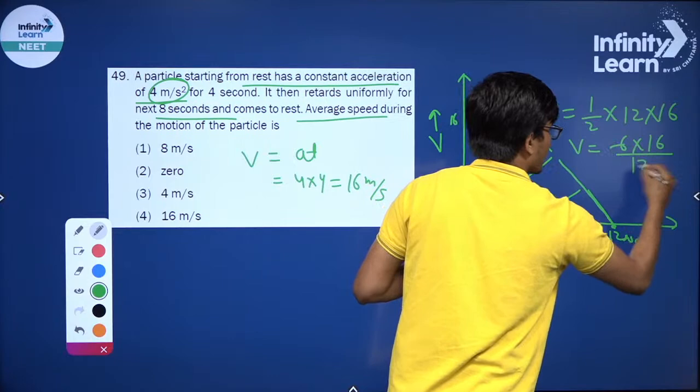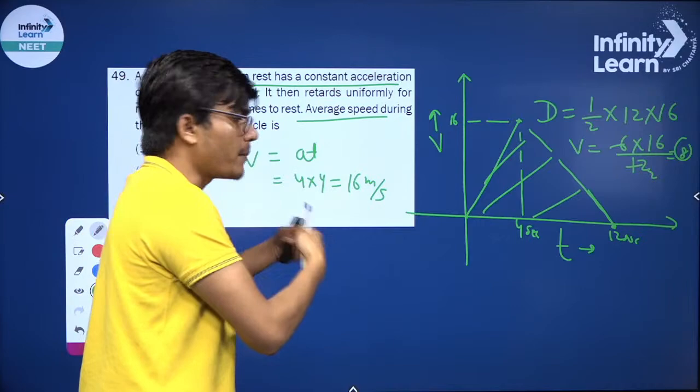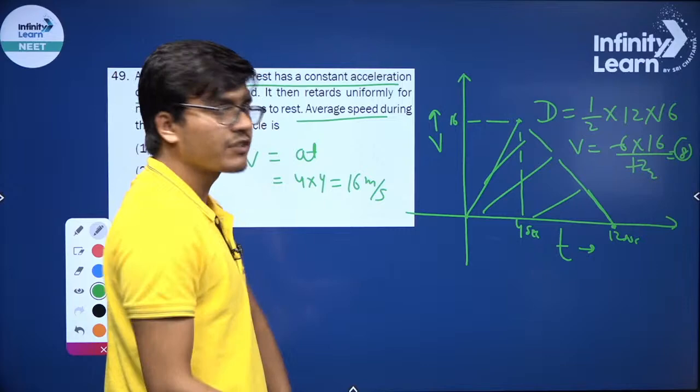Whatever way you have solved it, I would only suggest this method, because in it you will not get involved in so many equations to solve. Compared to mathematics, you will save a lot of time. So 8 meter per second is the answer.